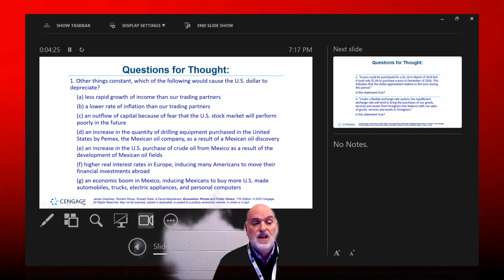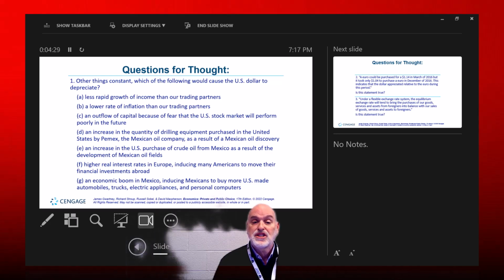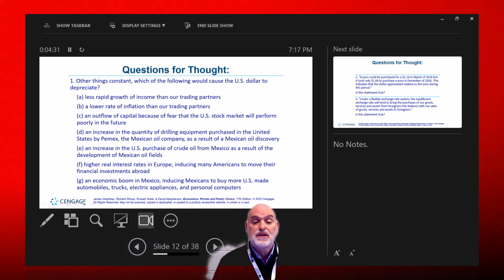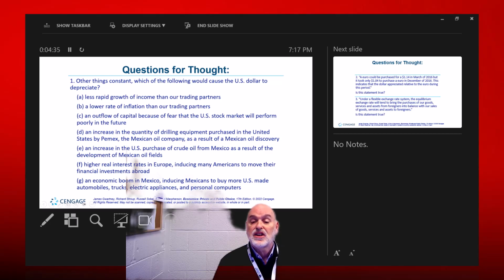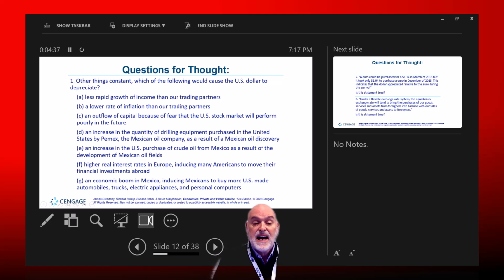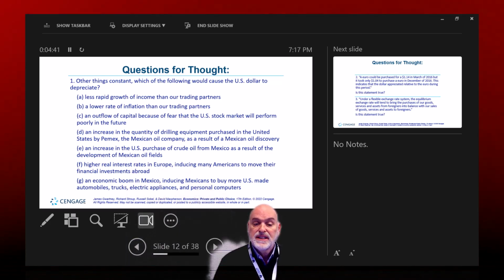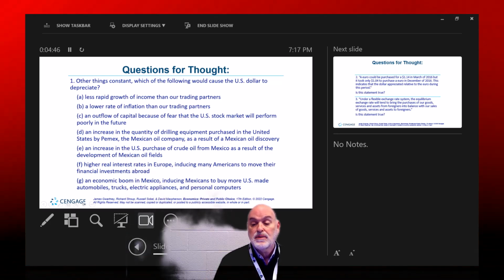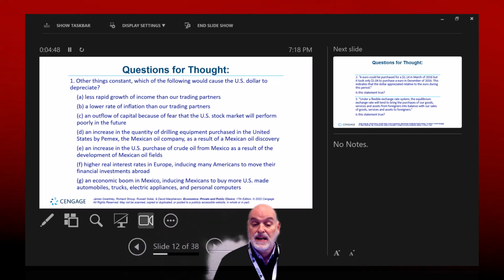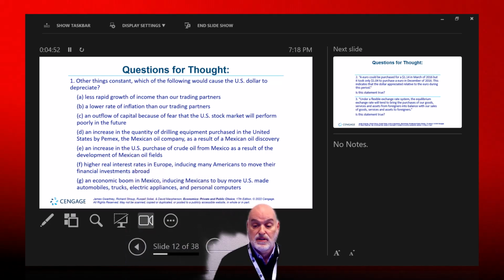Number one, other things constant, which of the following would cause the U.S. dollar to depreciate? A, less rapid growth of income than our trading partners. B, a lower rate of inflation than our trading partners. C, an outflow of capital because of fear that the U.S. stock market will perform poorly in the future. D, an increase in the quantity of drilling equipment purchased in the United States by Pemex, the Mexican oil company, as a result of a Mexican oil discovery.